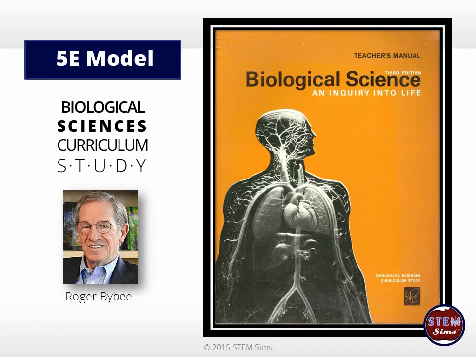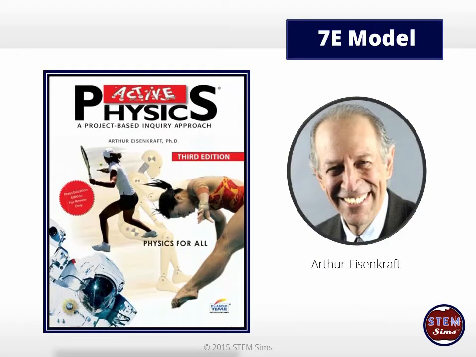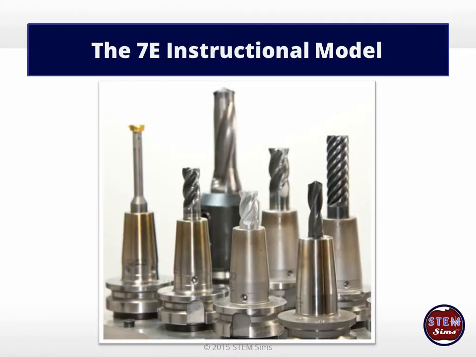The 7E model has its roots in an earlier model called 5E. Roger Bybee led the team that created a 5E instructional model as part of the Biological Sciences Curriculum Study, or BSCS, program, which was a biology project authored in the 60s and 70s. Arthur Eisencraft of active physics fame modified and expanded Bybee's work from 5Es to 7Es to include the importance of contextual learning. Here at STEMSEMS, we've added our own spin on his model that we think better fits your students' STEM learning needs.